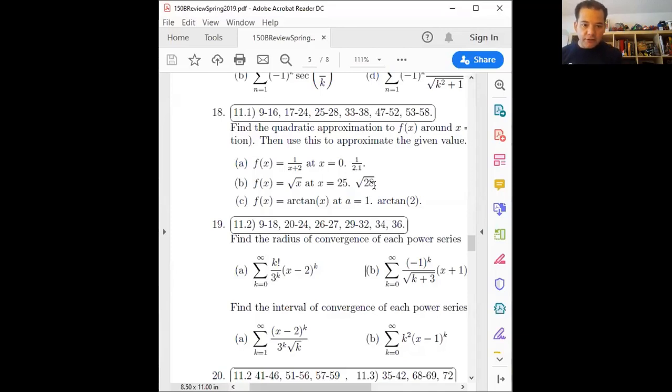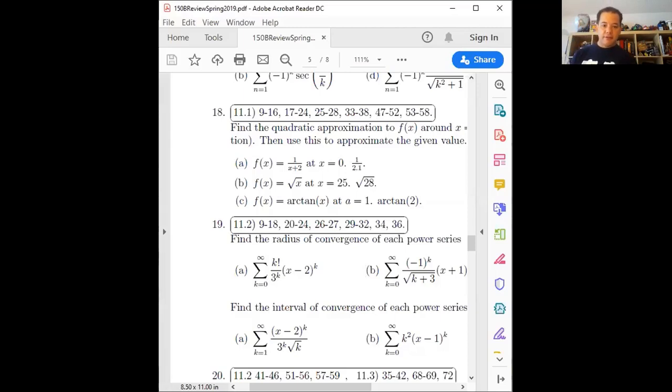So square root of 28 by definition, it's approximated by P2 of 28, and P2 of 28, according to the work we did, is 5 plus 1/10, 28 minus 25, minus 1,000 of 28 minus 25 squared.